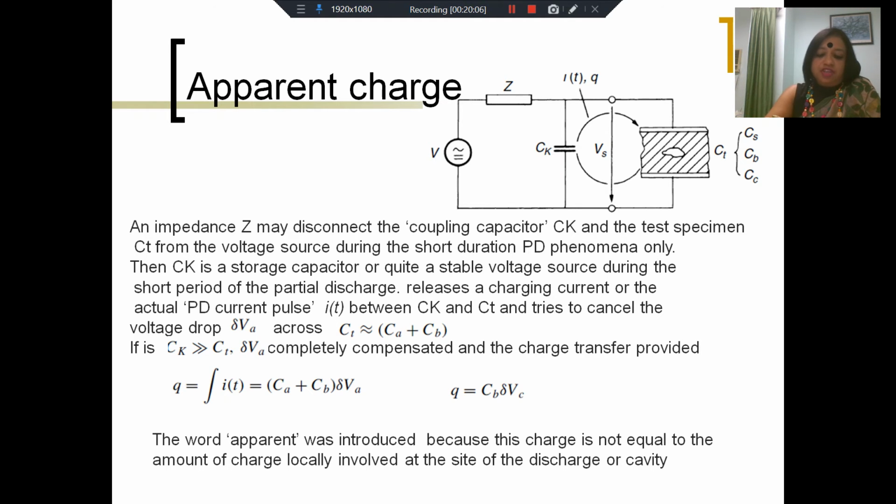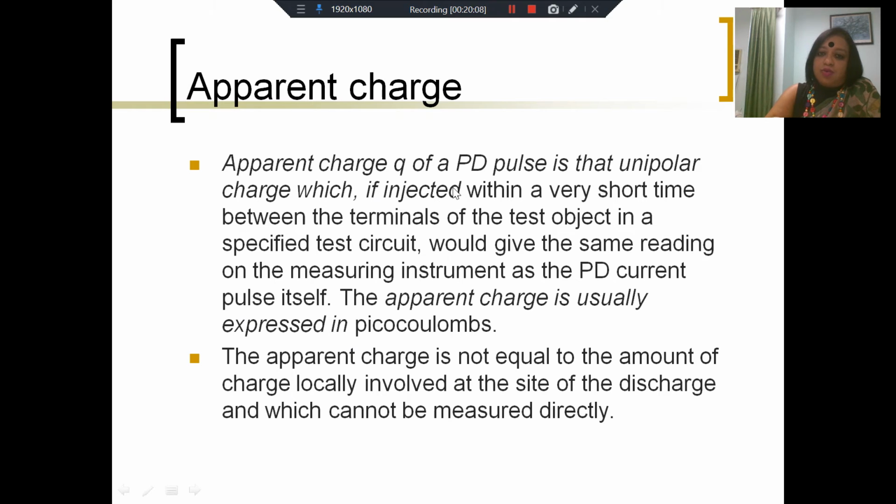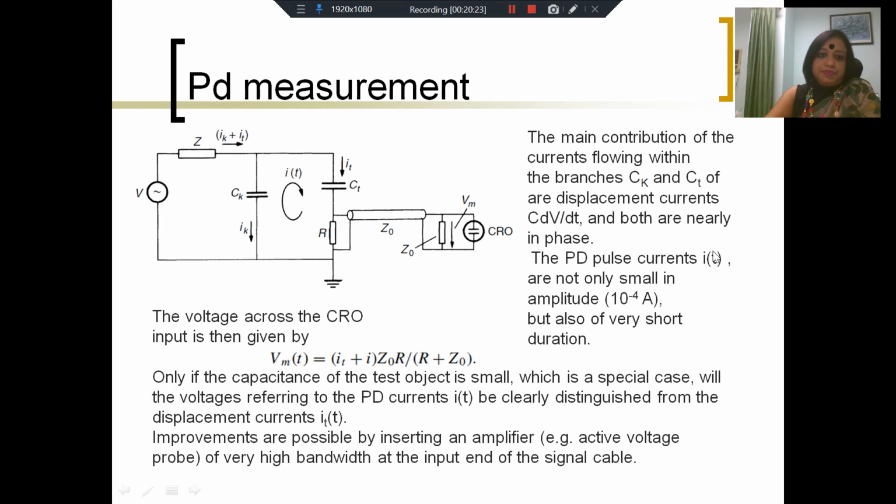So the definition of apparent charge is the quantity of charge which, when injected within a very short time between the terminals of the test object in a specified test circuit, would give the same reading on the measuring instrument as the PD pulse we are talking about.